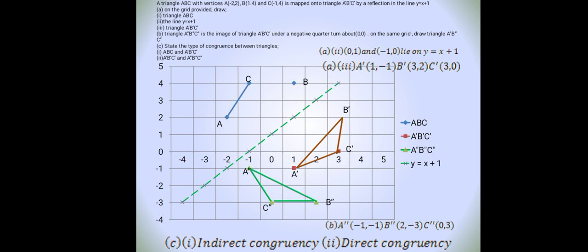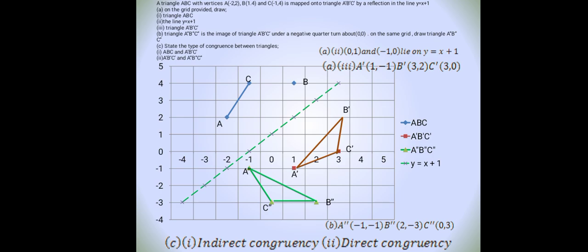A triangle ABC has vertices A(-2, 2), B(1, -1), C(-1, 4) and is mapped onto triangle A'B'C' by reflection in the line y equals x plus 1. A. On the grid provided, draw triangle ABC. That's A1. A2, the line y equals x plus 1. And then A3, triangle A'B'C'.